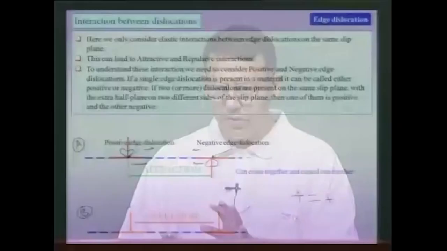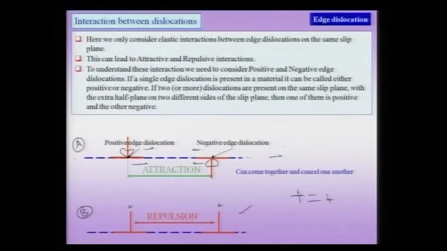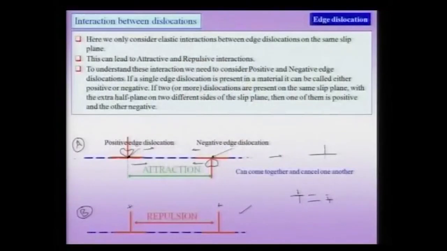So let us start with the simplest of these cases, so that we know that dislocations can attract each other, and what would happen in this case if these two dislocations came together. We will also see that if the force of attraction crosses the friction force, then these two dislocations can spontaneously move towards each other, come together and cancel each other. So in this case they can actually lead to a cancellation. That means a full plane would be present instead of an extra half plane, and therefore the dislocation would vanish.